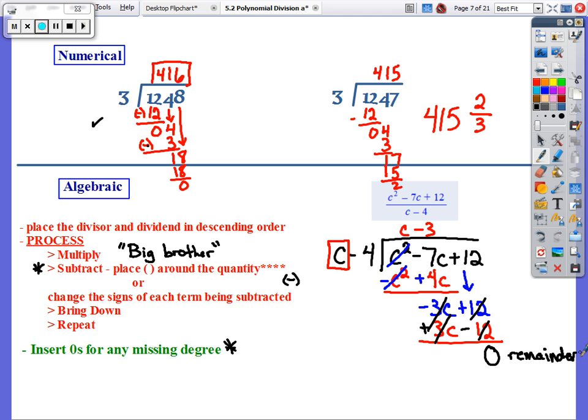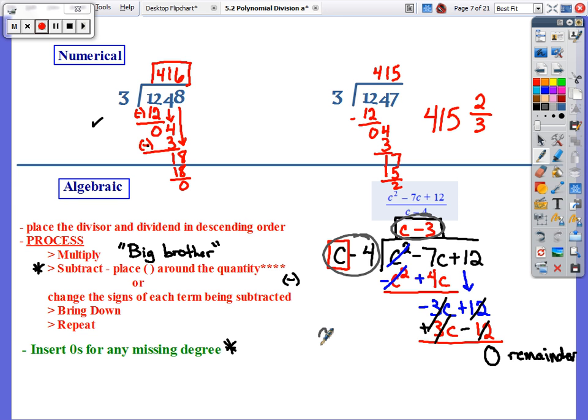But let's go back and talk about our answer. First off, our answer is simply C minus 3. That is our quotient. So that's technically the answer. However, what else does it tell us when the remainder is 0? It tells me that C minus 4 is a factor of C squared minus 7C plus 12. It also tells me C minus 3 is a factor.